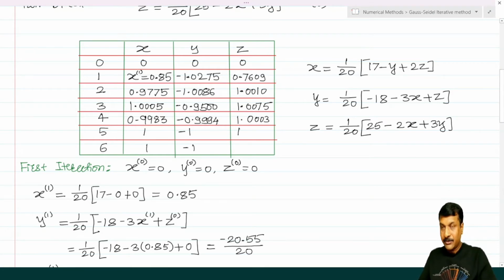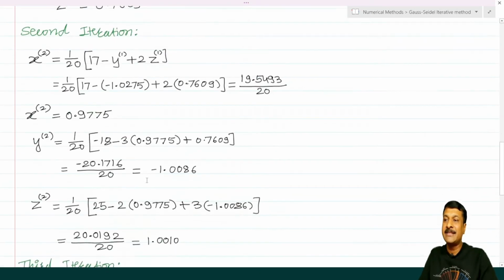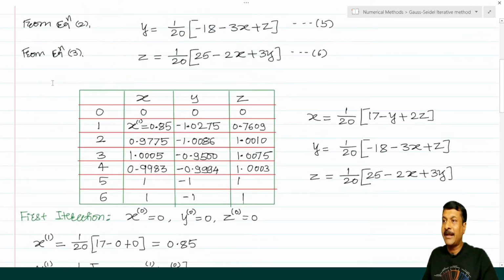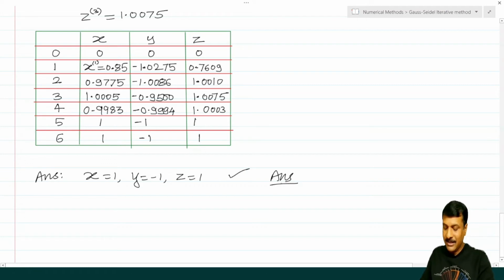And finally 25 minus 2. X is recent x is 1 plus 3. Recent y is minus 1. So I am getting 20 by 21. So here you can see the fifth, sixth iteration values are same, and that is why what is your answer? X equal to 1, y equal to minus 1 and z is 1. So finally you can write here, or you can write this table again there. So here I am getting answer as x equal to 1, y equal to minus 1 and z equal to 1, which is your final answer.